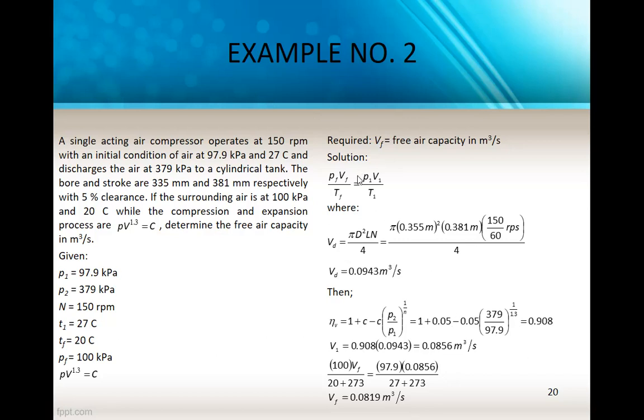So bitot mo na yung value mo dito. So P1 is 100 times B sub M over 20 plus 273 is equal to 97.9 times 0.0856 over 27 plus 273. So B sub F is 0.0819 cubic meter per second. This is the free air capacity. Okay, this is now the answer.